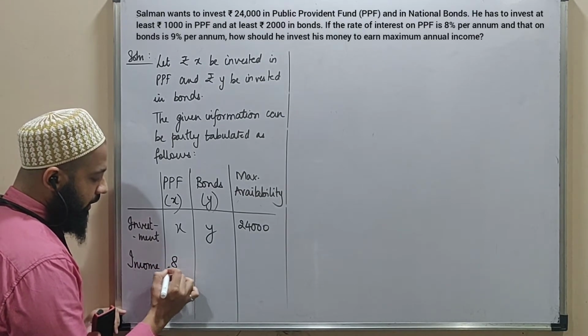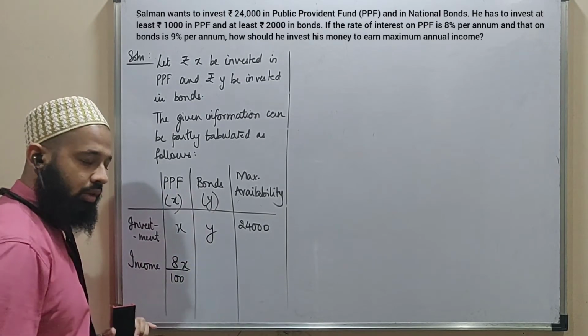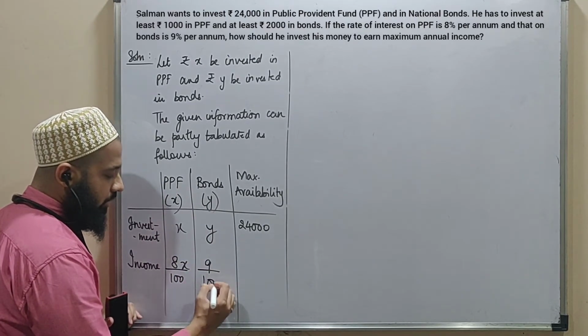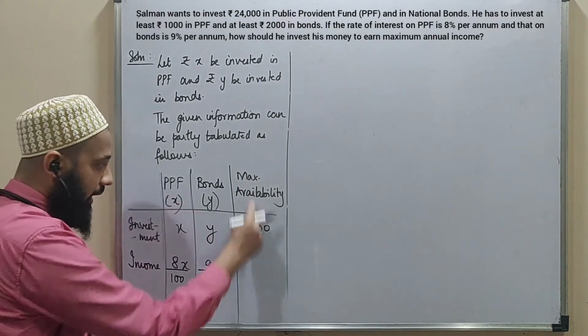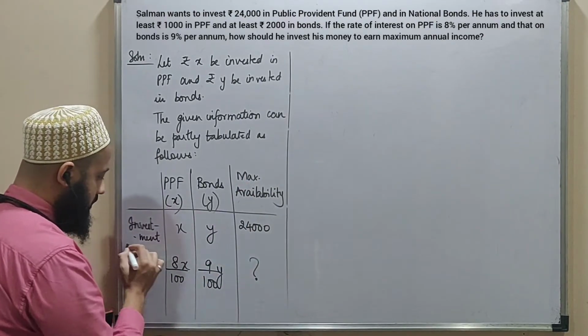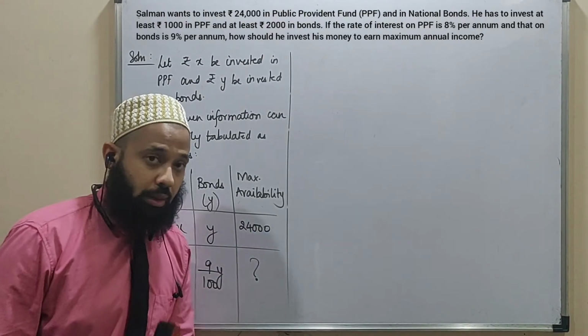It says 8%. So 8 upon 100 of the amount you will put here. So that is X. And 9%, so 9 by 100 of the amount I put here, so that's Y. This is what I want maximum. So maximum income. So you're looking for this. So here in this problem we saw that only one condition was possible to tabulate.